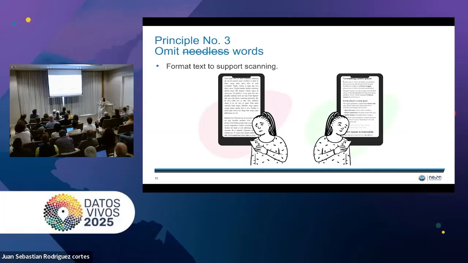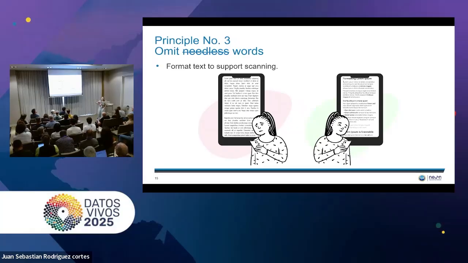Last, principle number 3: omit needless words. As we learned, people do not read website text. That's rule number 1 when it comes to user experience on web pages. As scientists, we are very, very wordy, and there are some exceptions to this rule, especially news articles or research papers. But generally, people do not read text like this on web pages, and we tend to do this a lot. I tend to do it a lot.